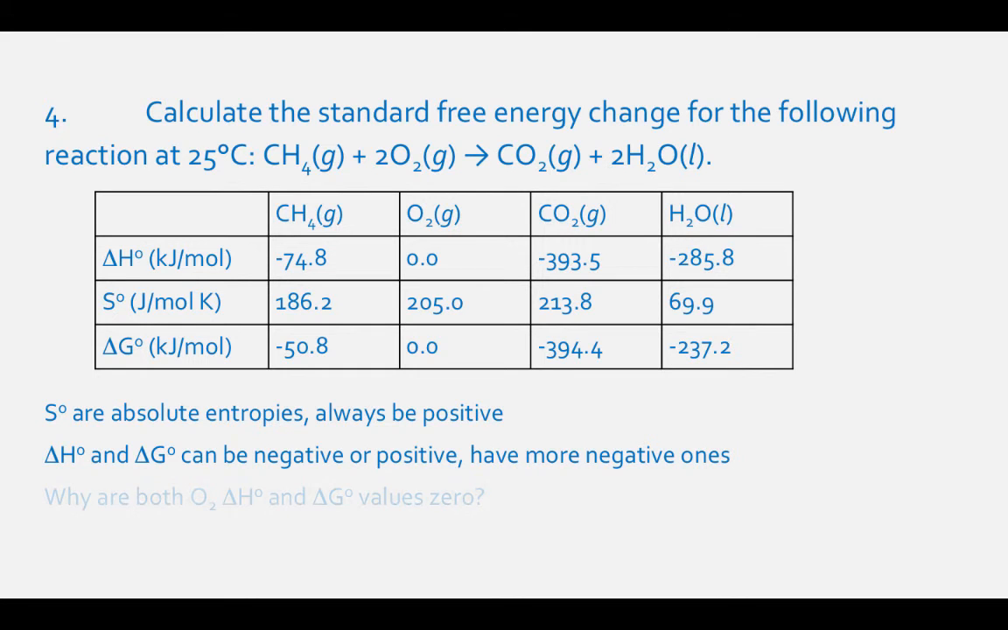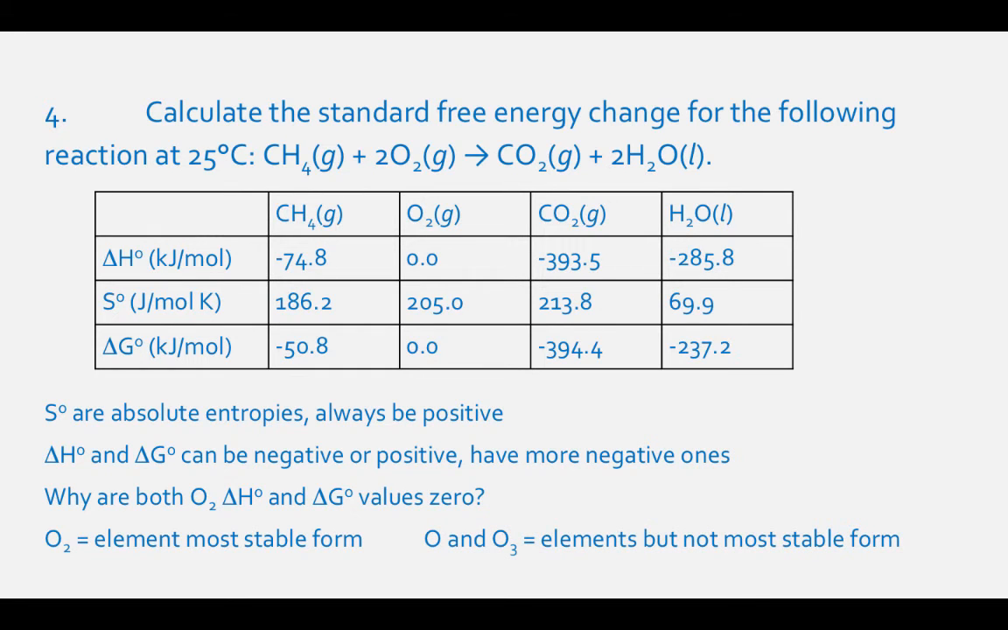Except for the oxygen gas, notice that both of its delta H naught and delta G naught are both 0. Why is this? This is because O2 is an element, and this is its most stable form. If we had O gas or O3 gas in this problem, this oxygen atom and molecule have non-zero values of delta H naught and delta G naught, because these are not oxygen at its most stable form.